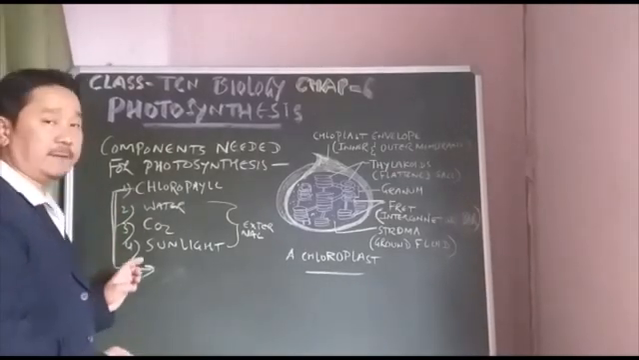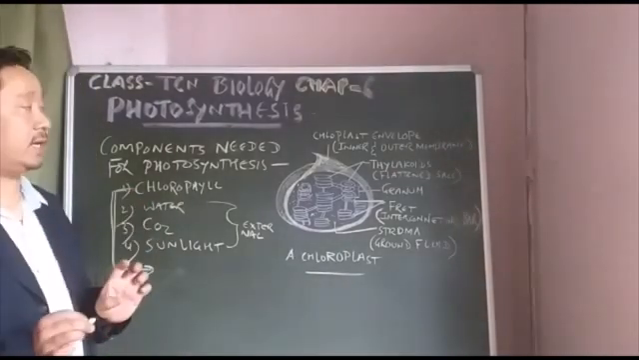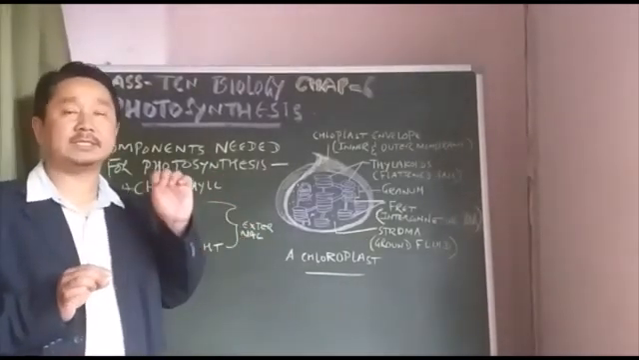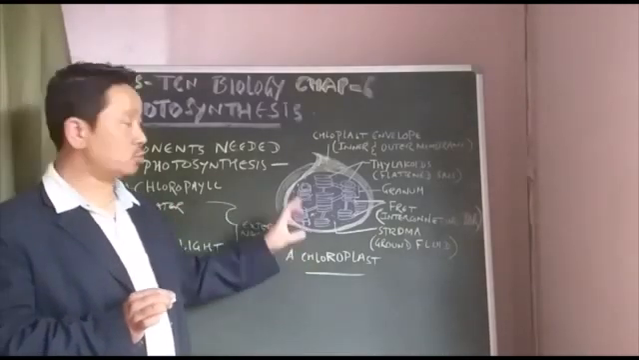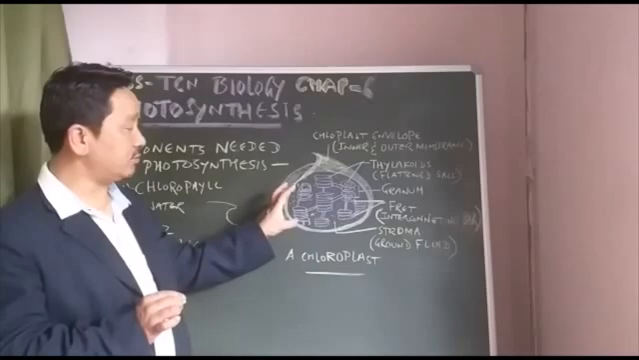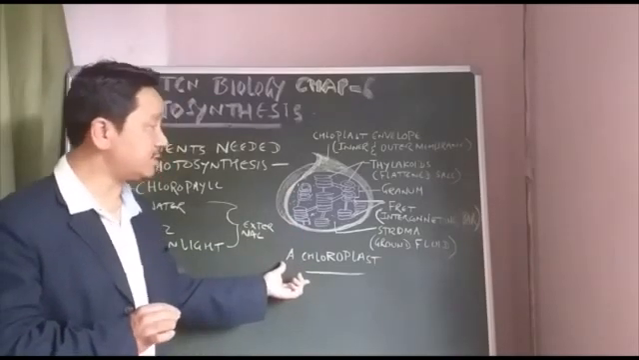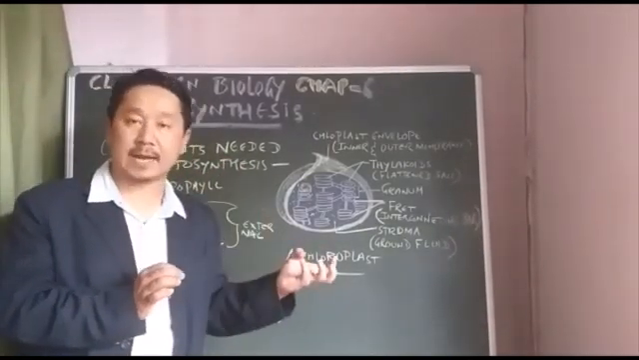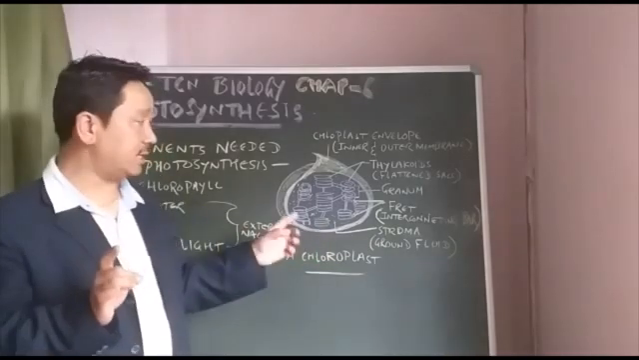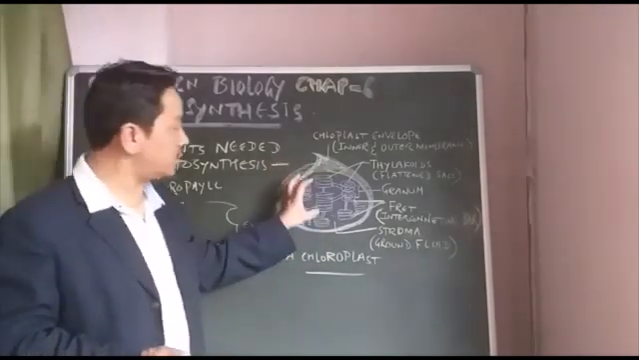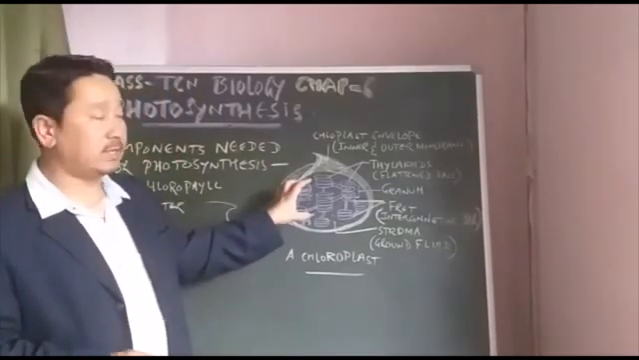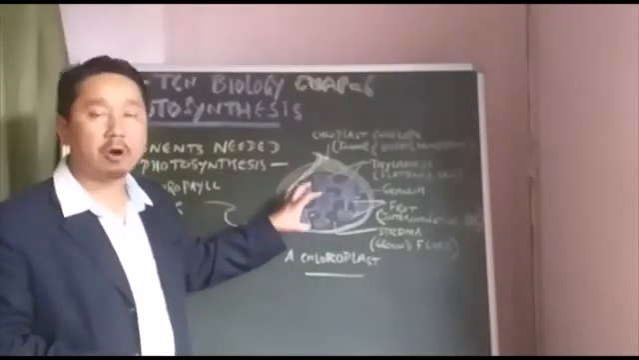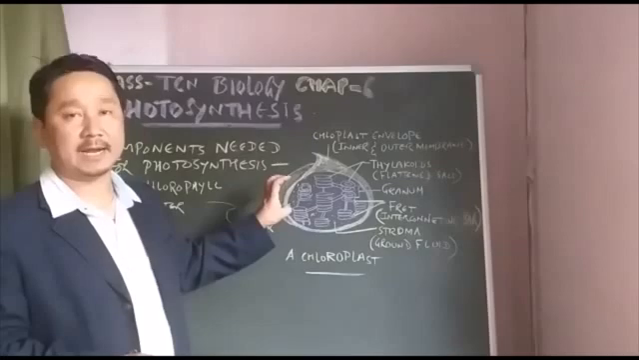Chlorophyll is a vital green pigment found in a chloroplast, a plant cell organelle. The diagram already drawn here is of the chloroplast, which is a cell organelle found only in plant cells, not in animal cells. First, let's talk about the structure of the chloroplast. Chloroplast is a double membranous, oval shaped cell organelle found only in a plant cell.